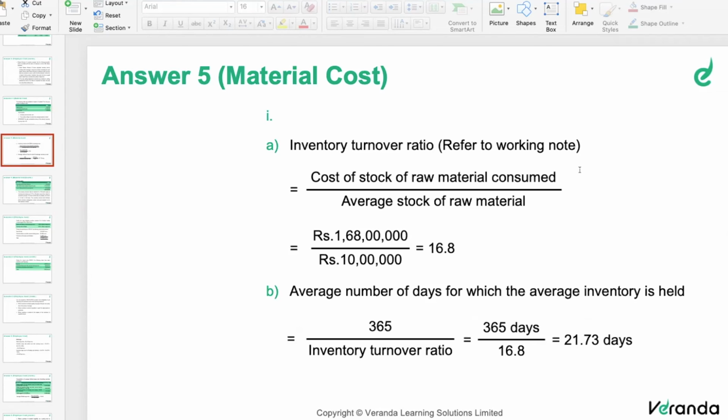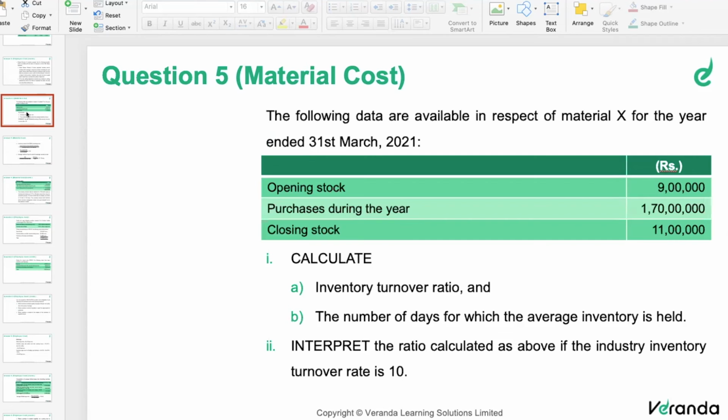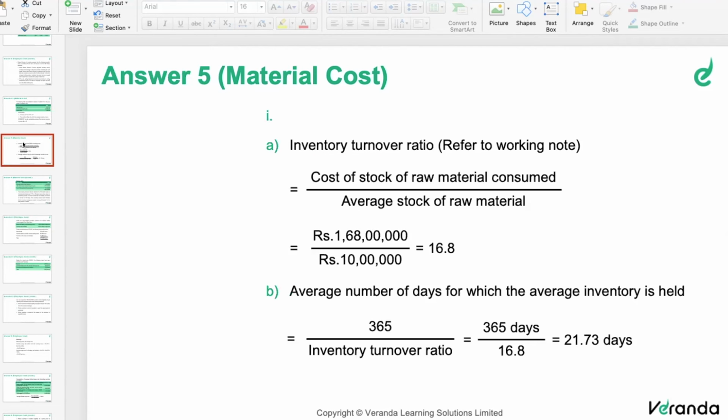Denominator is average stock of raw material. You know, simple average only. Opening plus closing divided by 2 is equal to average. 9 lakhs plus 11 lakhs divided by 2 is equal to how much? 10 lakhs. Samrat, don't sleep. Therefore, the denominator is 10 lakhs. So it comes to 16.8. Inventory turnover ratio comes to 16.8, which represents 16.8 times. During the year, inventory has turned over 16.8 times.